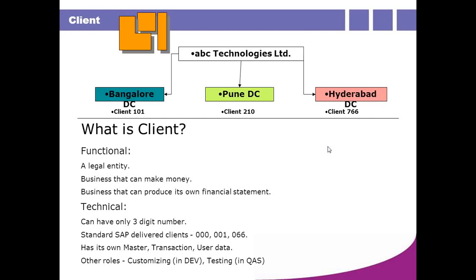As you are seeing in this picture, I have a company, ABC Technologies. It is spread across three locations: Bangalore, Pune and Hyderabad. Now, for these three locations my database is a single database. Whatever the business spread across multiple locations, the database is a single database only.